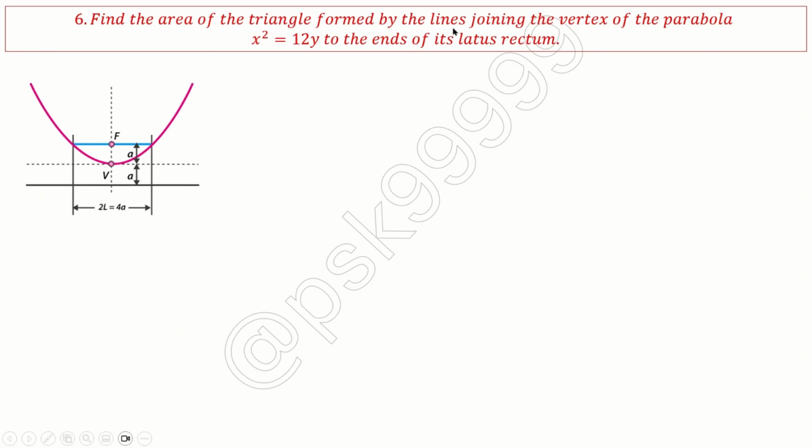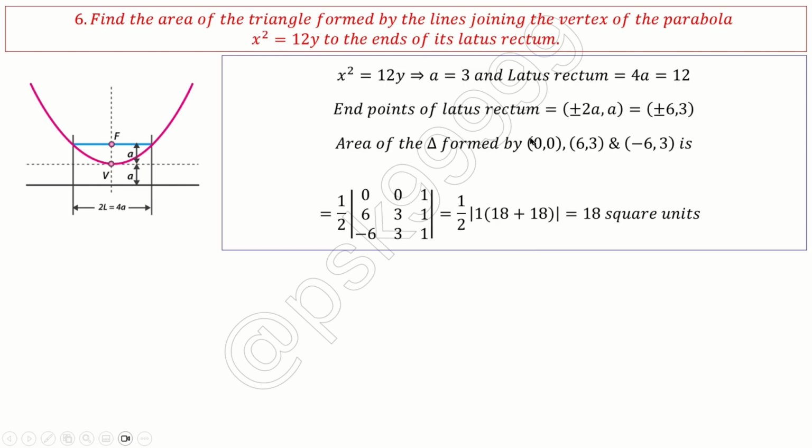Find the area of the triangle formed by the lines joining the vertex of the parabola x square equal to 12y to the ends of latus rectum. Okay, so this is a more straightforward question. If you take the x square equal to 12y parabola, then a is nothing but 3, right? Because x square equal to 4ay, so a is 3. My latus rectum is 4a, which is 12.